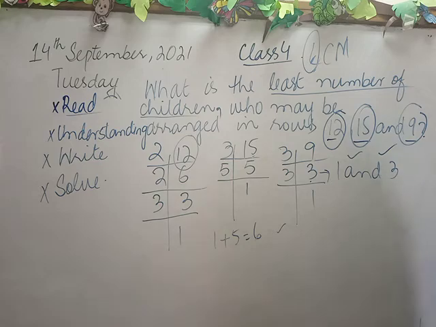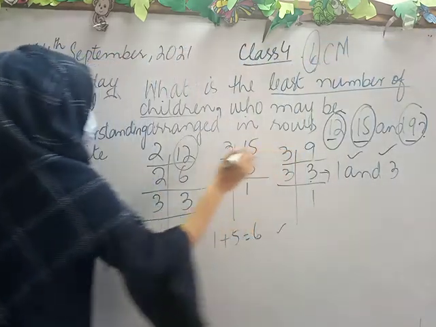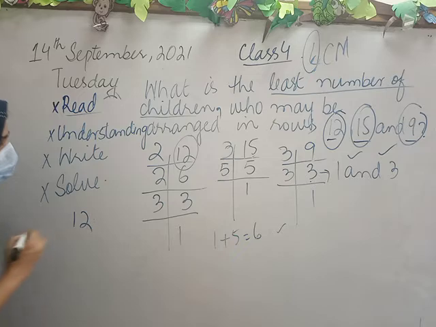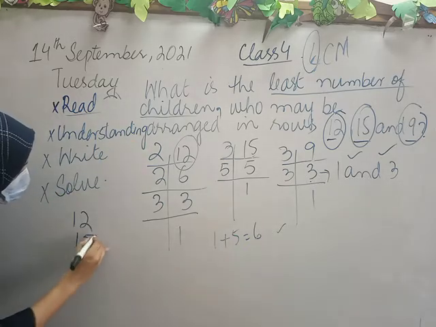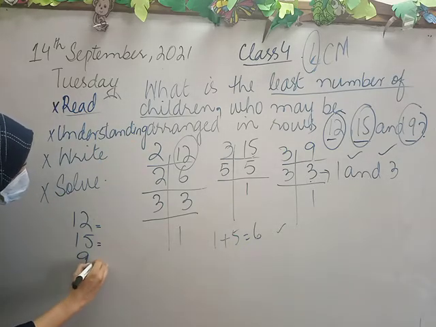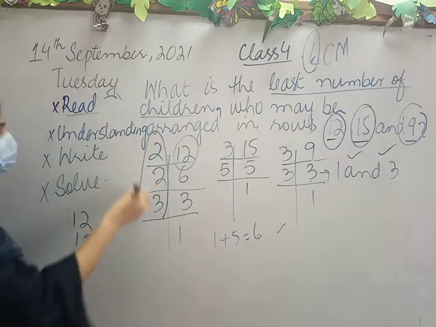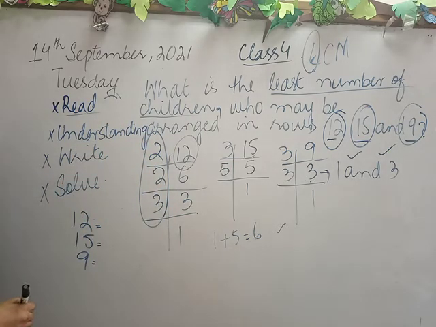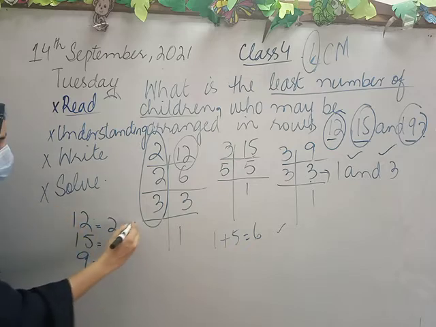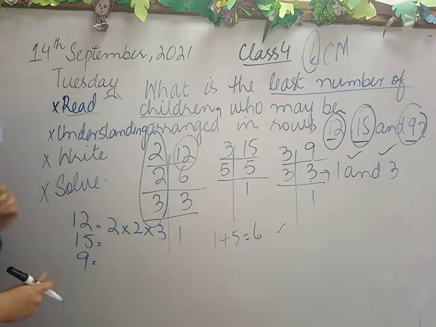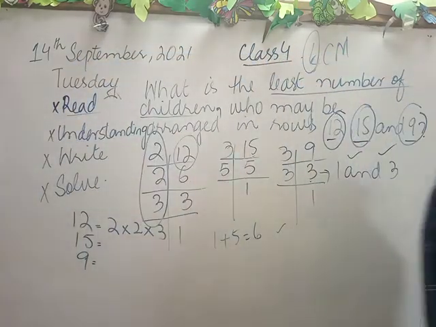In the end, class, we will write all the numbers. We have first number which is 12, then we have 15 and then we have 9. We will multiply the numbers one by one which are common in it. So in 12 we have 2 multiply 2 into 3. ये common है हमारे पास. We will write it.